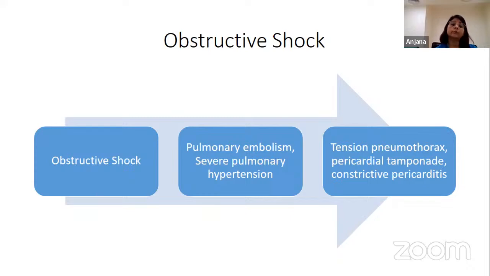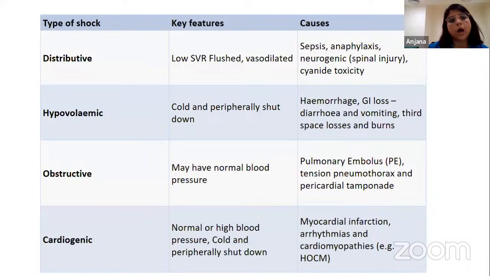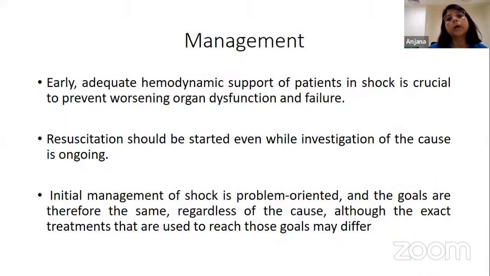But when you encounter a patient, we don't know what the type of shock is. So how should we approach such patients? Okay, this is a summary of the different kinds of shocks. So distributive is vasodilated, cardiogenic will be vasoconstricted, they'll be cold and all, may have a normal blood pressure as well, then obstructive. Right. So now coming to the management, why do we have to manage them early?